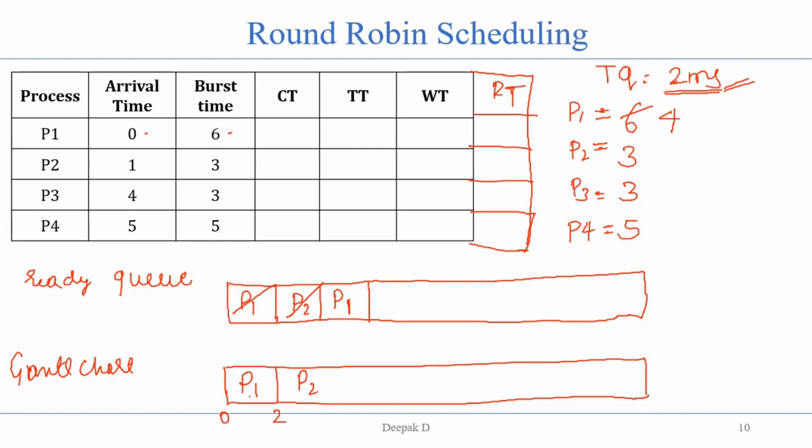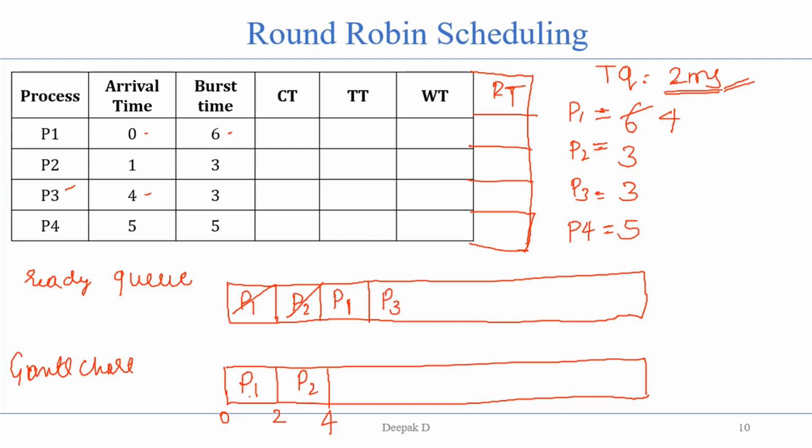So P2 is here, and remember, it is completed at the 4th millisecond, and also P3 has arrived at the same time, that is, P3 has arrived at the 4th millisecond. So which process has to be kept in the ready queue, either P2 or P3? Now the chance is given to P3.